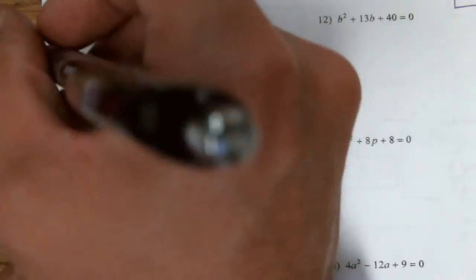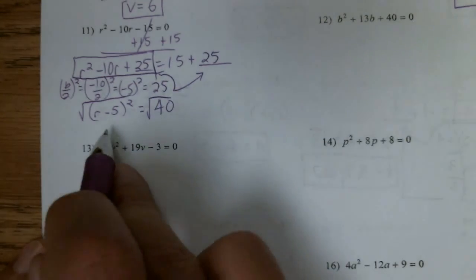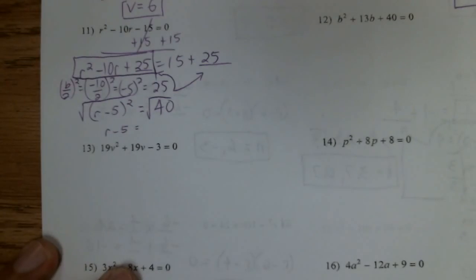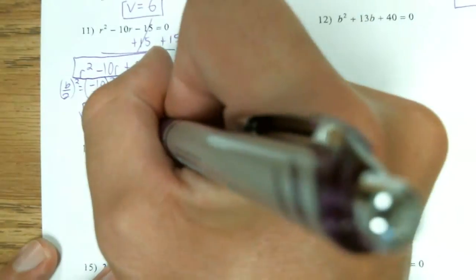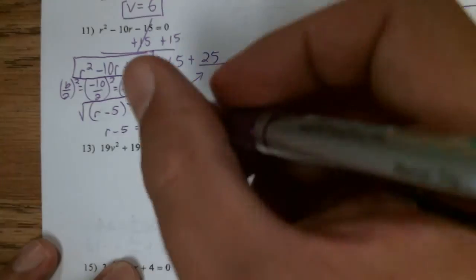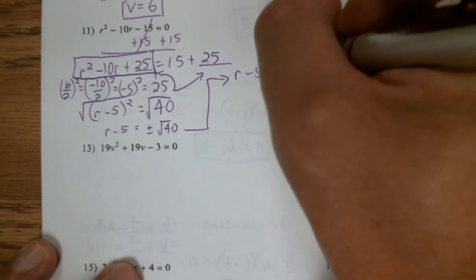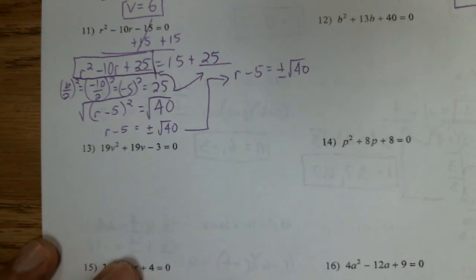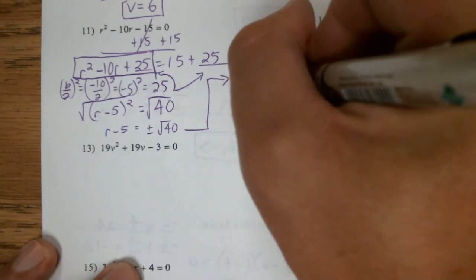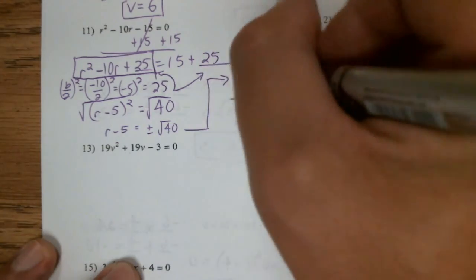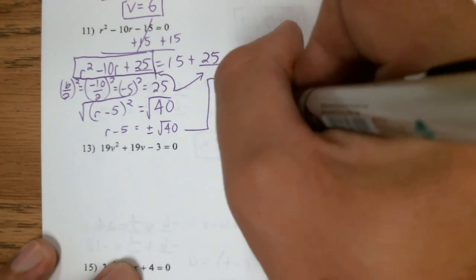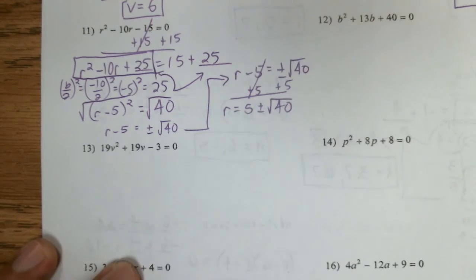All right, so now the last step is to take the square root of both sides. The square root of (r minus 5) squared is r minus 5. When I take the square root of 40, I'm going to generate a plus or minus, so plus or minus the square root of 40. So r minus 5 equals plus or minus the square root of 40. I'm going to add 5 to both sides of the equation. r is equal to 5 plus or minus the square root of 40.